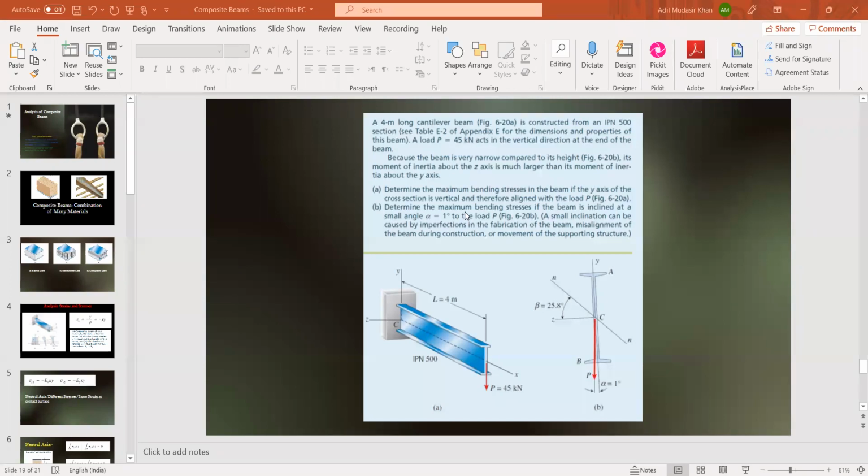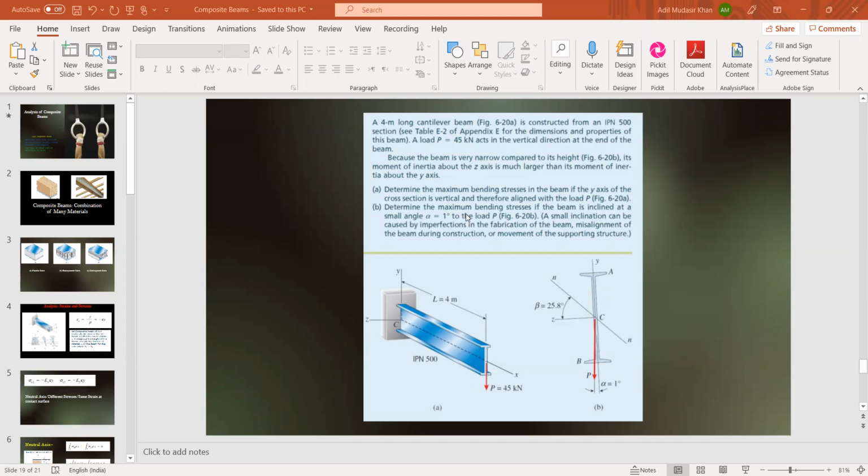In today's class, we'll be doing a few numerical problems based on the concept of inclined loads on doubly symmetric beams and on the concept of the bending of unsymmetrical beams. First of all, let's do a few problems on the concepts of inclined loads on doubly symmetric beams.